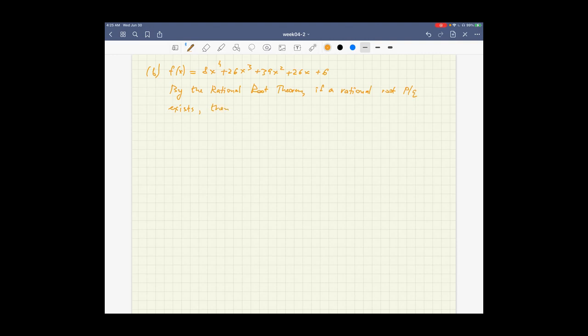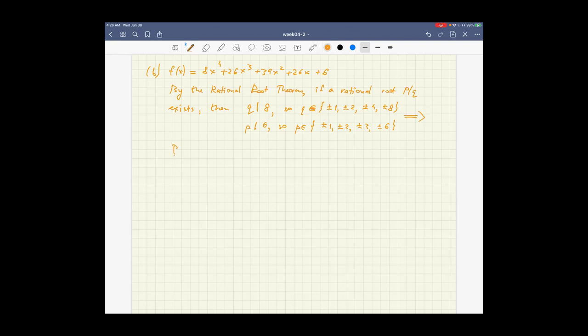then the denominator Q must be a divisor of 8, and the numerator P must be a divisor of the free term 6. Q dividing 8 implies that Q is either plus minus 1 or plus minus 2 or plus minus 4 or plus minus 8. And P dividing 6 implies that P is plus minus 1 or plus minus 2 or plus minus 3 or plus minus 6.